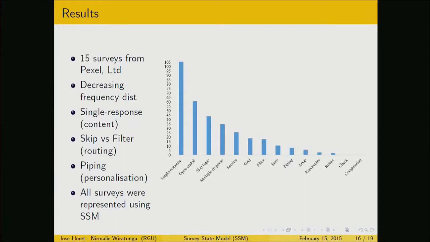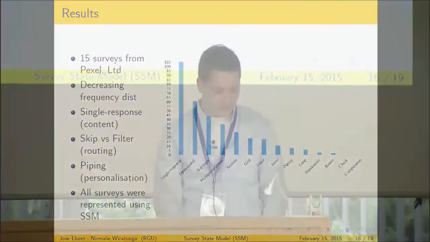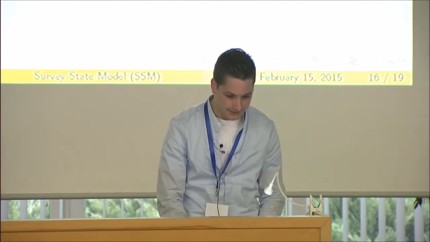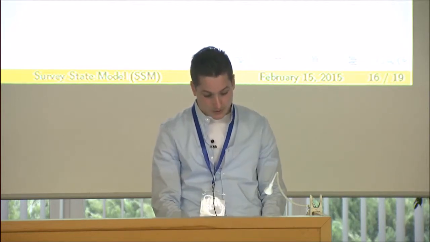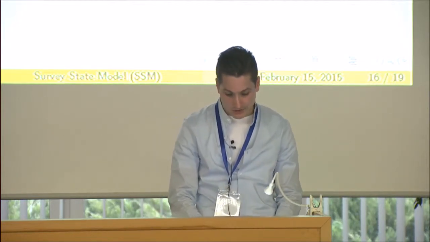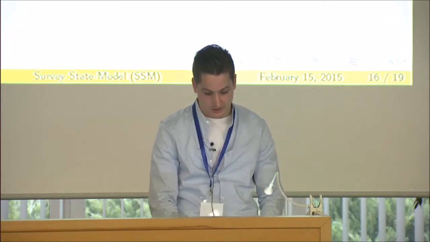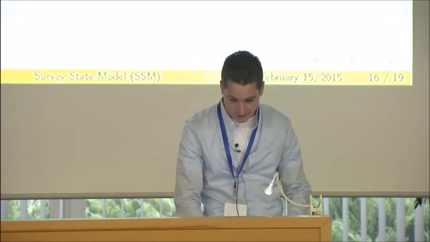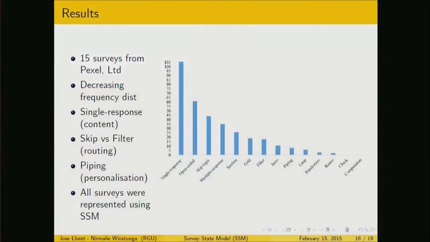So this graph is sorted in descending order, and in terms of the content, the most frequent feature is the single response. In terms of the routing, we would like to highlight that our system offers both possibilities, skip and filter logic. In all the questionnaires that we tried, we can see on the bar chart that skip logic appears at least more than half as often as filters. So we should have a system considering both approaches.